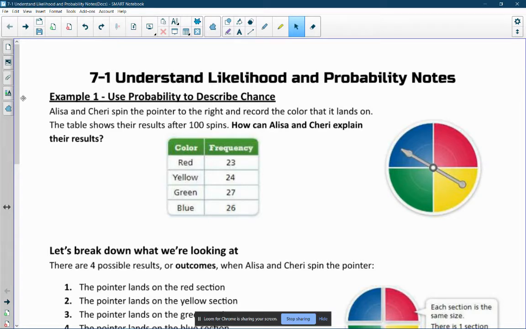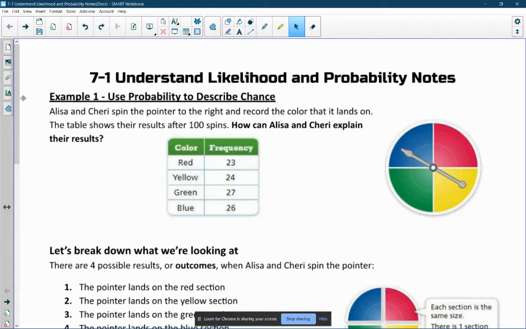Using probability to describe chance. First question: Alyssa and Sherry spin the pointer, the one at the right, and record the color that it lands on. The table below shows the results after 100 spins. Our question is, how can Alyssa and Sherry explain their results? Let's first look at the spinner. It's got 4 spaces: blue, red, yellow, and green.